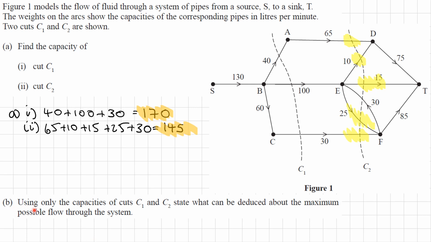Okay, part B down here: using only the capacities of cuts C1 and C2, state what can be deduced about the maximum possible flow through the system. So based on the value of these two cuts, the maximum flow cannot be any more than 145, the minimum value of these two. So the maximum possible flow based on C1 and C2 can be no more than 145, so I guess we would write that as less than or equal to 145.